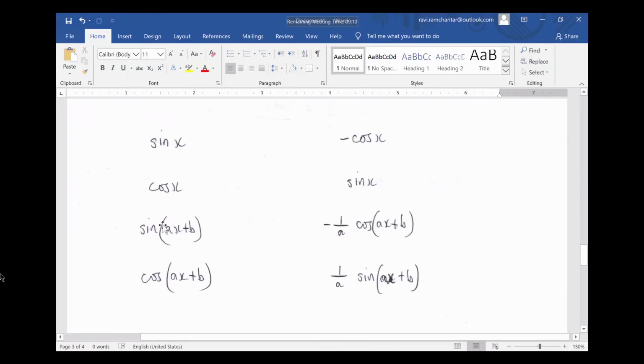If you integrate sine of (ax plus b), the rule is minus 1 over a cos(ax plus b), minus 1 over the coefficient of the x term again. Integral of cos of (ax plus b), 1 over a sine(ax plus b). These are the most complicated questions that are really going to come.